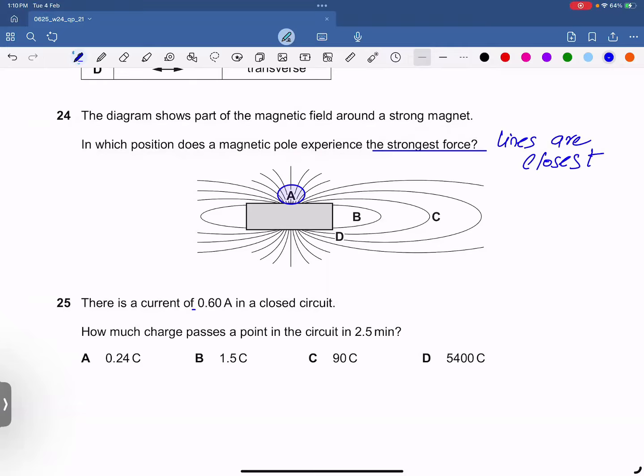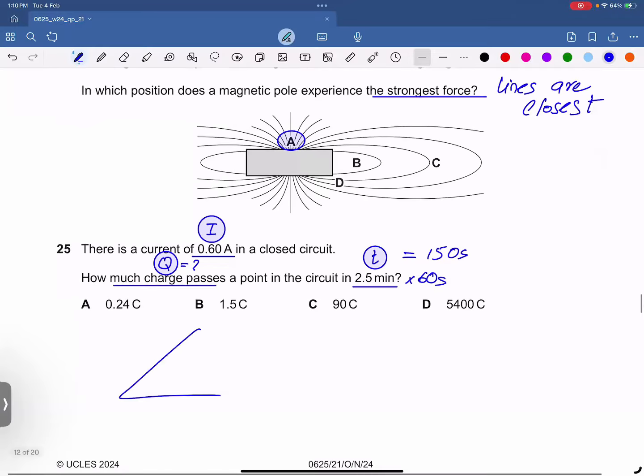We proceed to the question number 25. The current is 0.6 amperes. You can give the letter I for current. I is current intensity. How much charge? Charge symbol is letter Q. You want to find that. And the time. So time, there is a trick. It's given in minutes. You can't use minutes. You have to multiply minutes by 60 to change to seconds. So 2.5, you multiply by 60, it is 150 seconds.